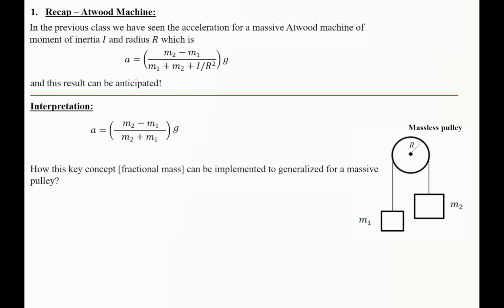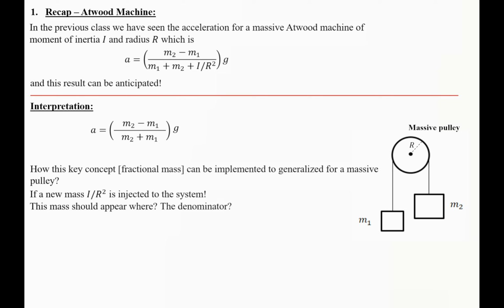How can this key concept, the fractional mass, be implemented to generalize for a massive pulley? Now we have changed from being massless to being massive. Suppose a new mass I over r square is injected into the system. Why does I over r square represent a mass? Because I is proportional to kg and r square, so if we divide by r square, this quantity is proportional to mass.